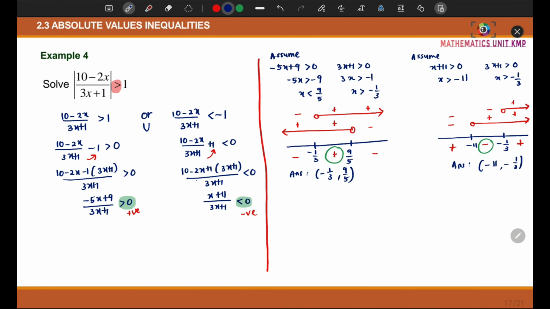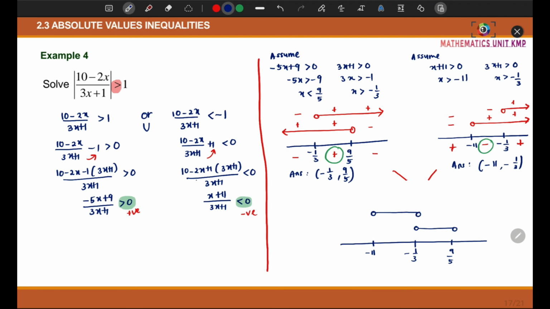Okay, so remember the diamond method: we separate and we calculate the answer. Now we need to combine to get the final answer. So make a big number line. Okay, write down the answer. We have negative 11, negative 1 over 3, and 9 over 5. This part, we have the interval from negative 1 over 3 to 9 over 5, an open interval. And next, negative 11 to negative 1 over 3.